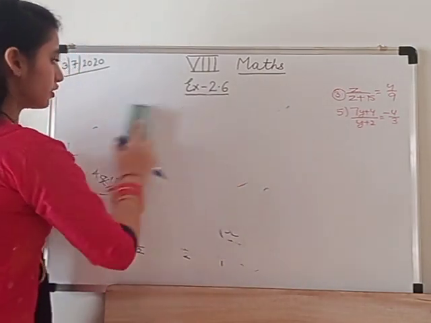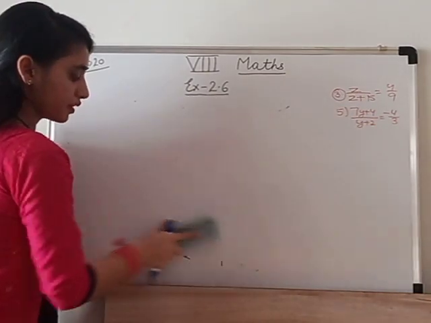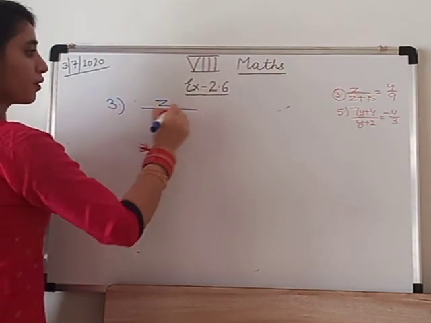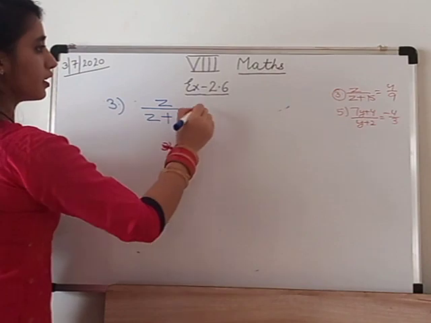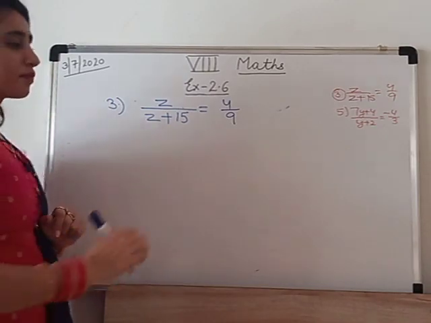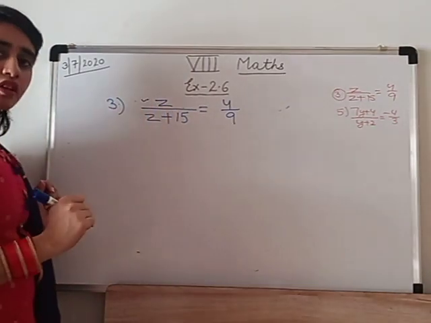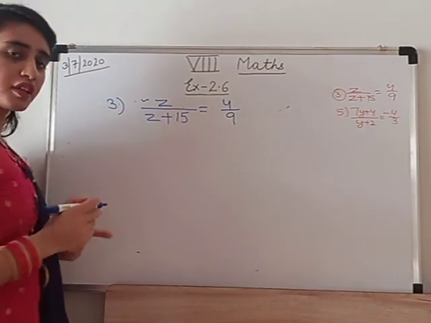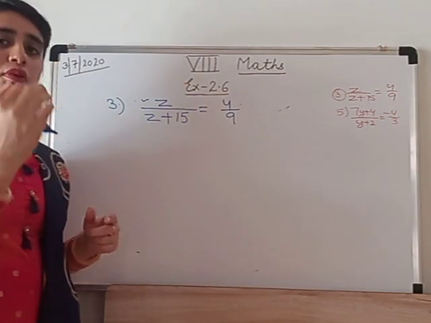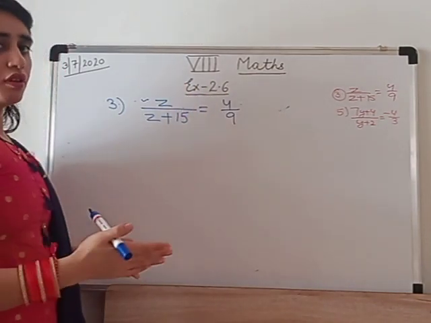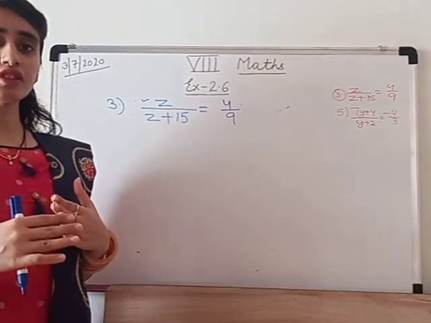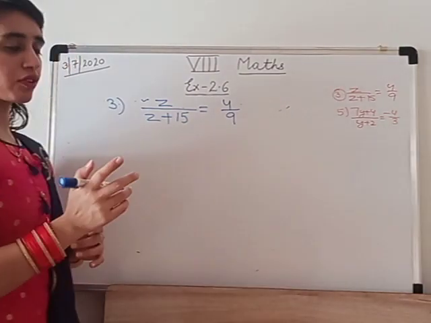Now our next question, question 3, is in z variables. What's the question? Question number 3 is z upon (z plus 15) equals 4 upon 9. This is the question. In this question, the numerator has a variable term, the denominator has a linear expression in one variable, and the right hand side has constant terms in both numerator and denominator. So let's start solving this type of question. How can we solve this type of question? See carefully and do it carefully.